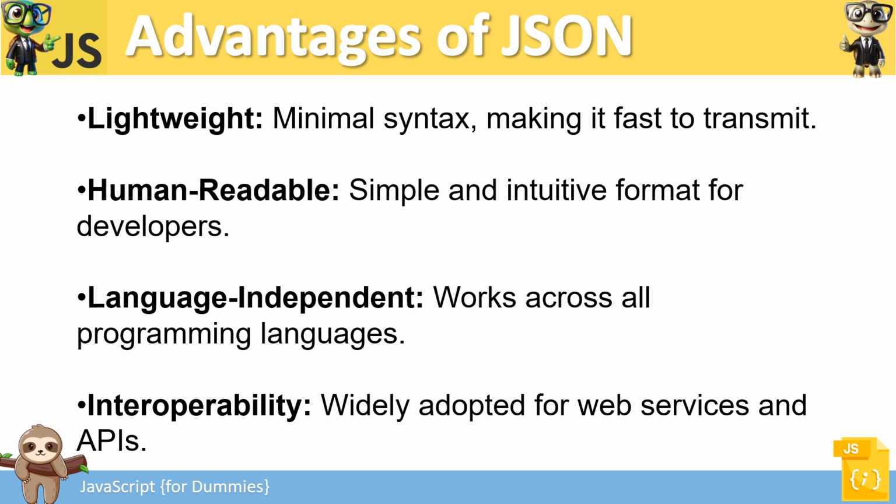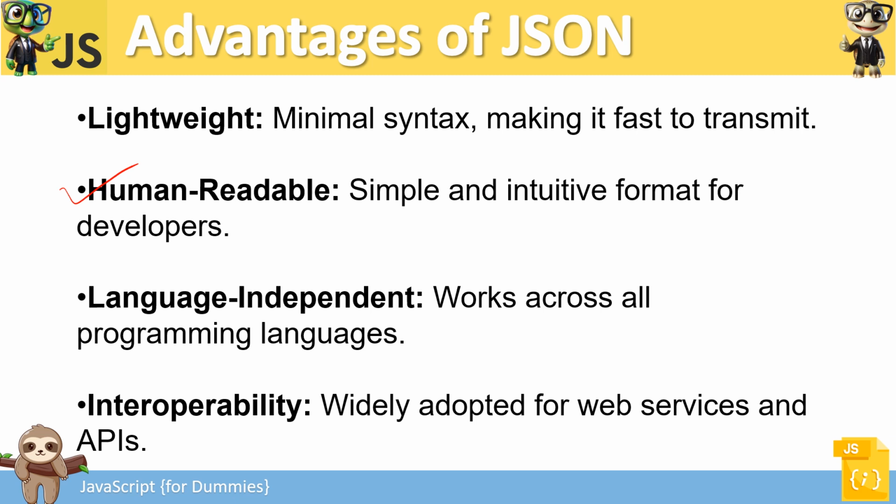Now, let's talk more about why JSON is awesome. First, it's lightweight, which means less data is being sent over the internet, which makes everything go super fast. Especially important for things like mobile apps and websites. Second, it's human readable. The human readable part makes it a much simpler and more intuitive format for developers. You don't need to be a programming genius to understand what's going on in a JSON file.